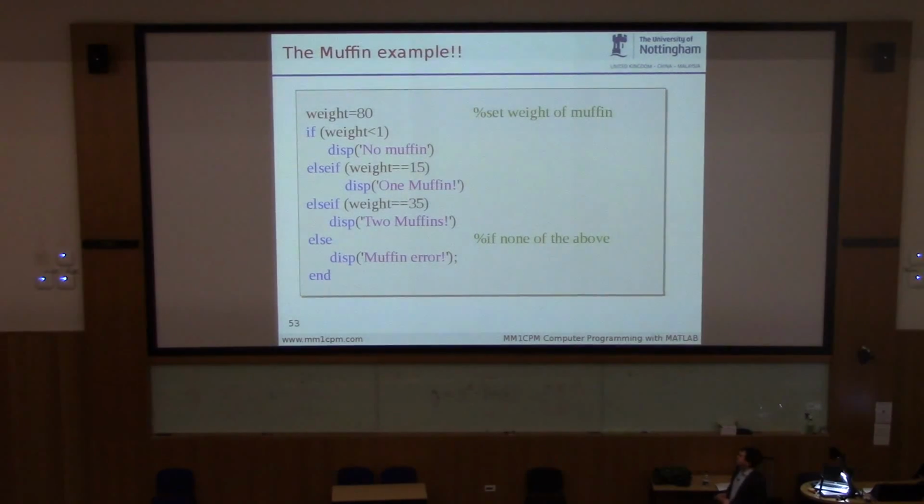I'll put this on Moodle later. So here I've got weight equals 80. If weight is smaller than 1, no muffin. If weight is equal to 15, 1 muffin. If weight equals 35, 2 muffins, else muffin error. So you should have had something a bit like that. And if not, there's worksheets today to work on if-else statements. Any questions about this so far? Stick your hand up if you've got any burning questions.